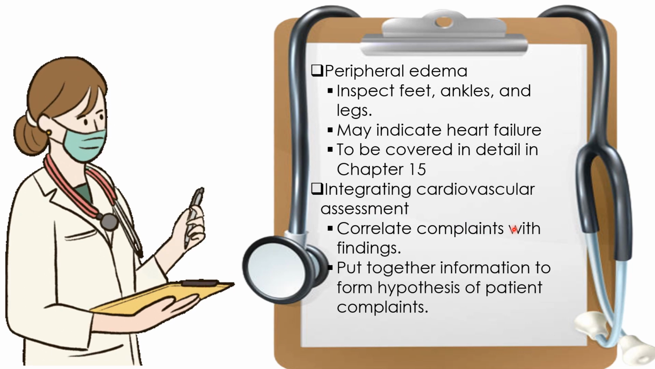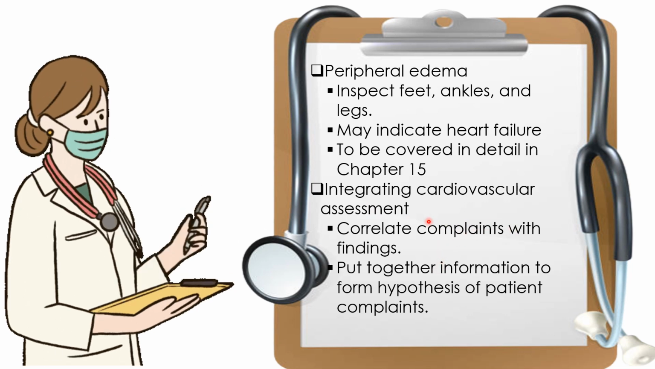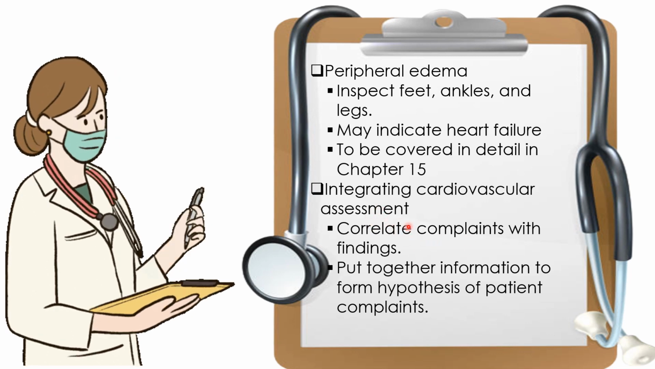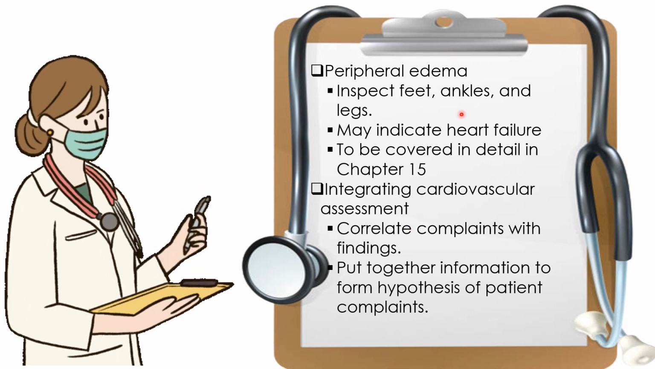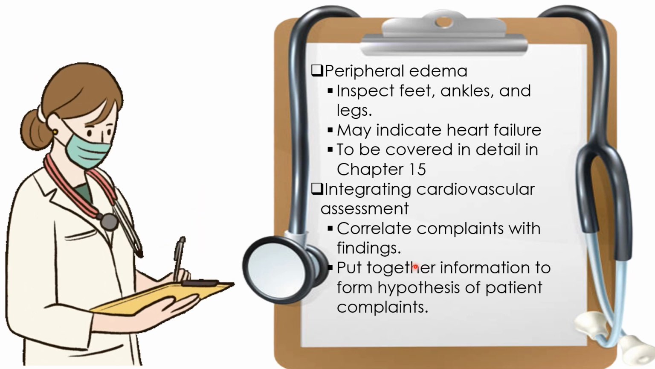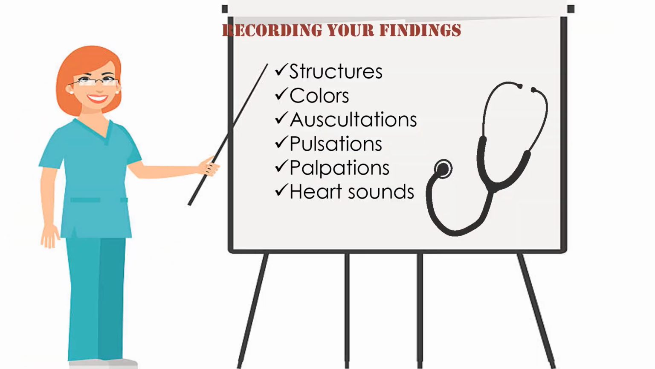So you have to integrate the cardiovascular assessment. So remember that cardiovascular assessment requires more careful examination, and then you need to correctly identify and interpret the individual findings. You have to fit them together in a logical pattern and correlate your cardiac findings with the patient's complaints and the patient's blood pressure and heart rate, carotid upstroke, and jugular venous pressure. Okay, you have to put them together to form a hypothesis of the patient's complaint.